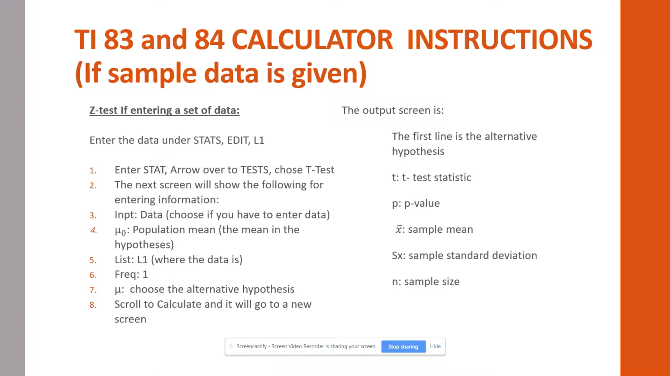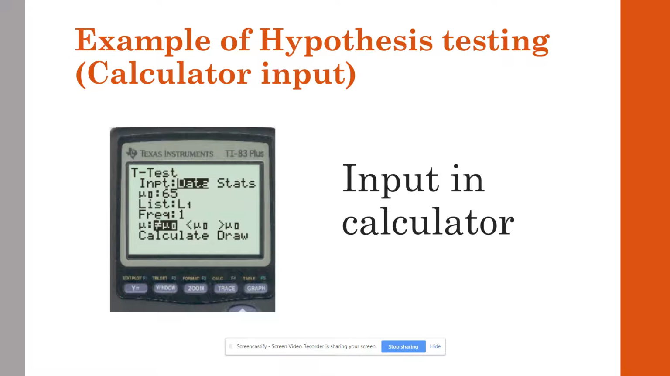Your output screen, you're going to get the alternative hypothesis again. Then you're going to get the t-test statistic, the p-value, the sample mean, the sample standard deviation, and the sample size. Hint, you're going to be asked for those on the homework and the practice problems, so there it is. You don't have to do it by hand. The calculator gives it to you. So here's an example of what we're looking for. Again, I put everything in from the last problem that we just did. That's what it looks like.